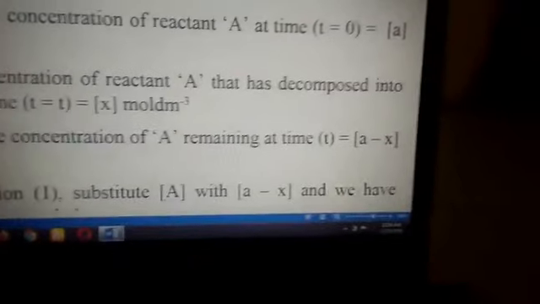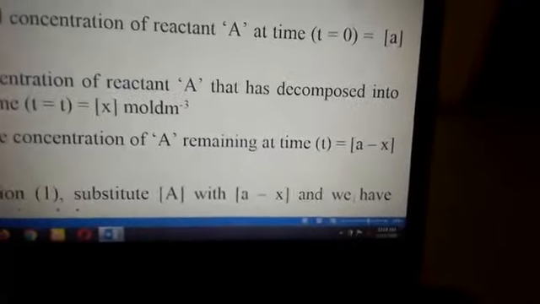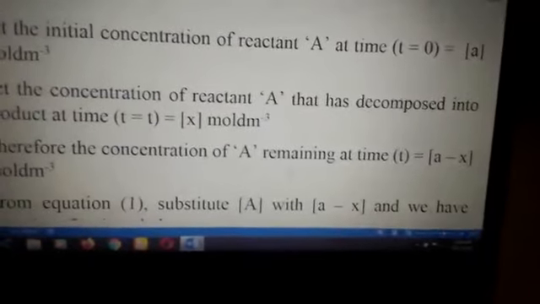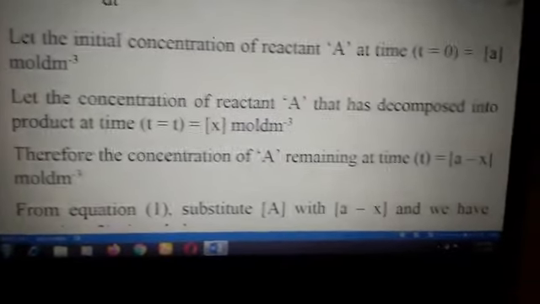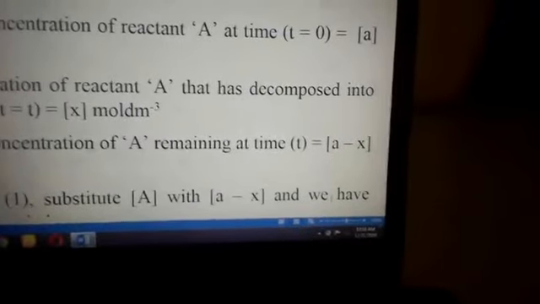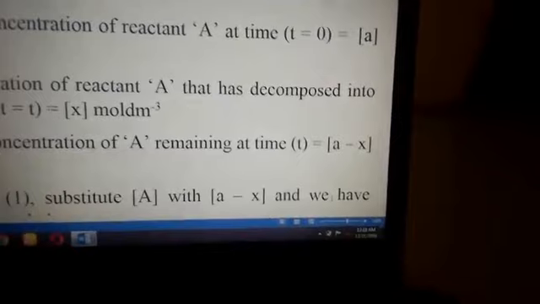Why is it a minus S? Because initially, before the reaction started, we have a moles of A present. After some time, S moles of A have decomposed to product. So the remaining amount of the reactant A becomes small letter a minus S. That becomes the remaining concentration of A after some time. We'll go through it again.